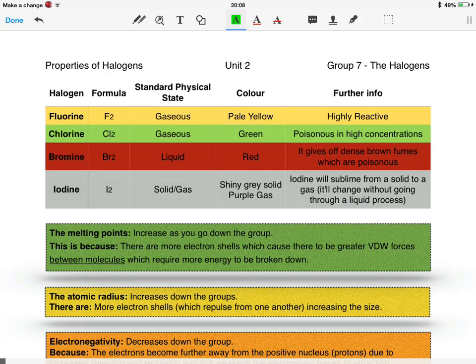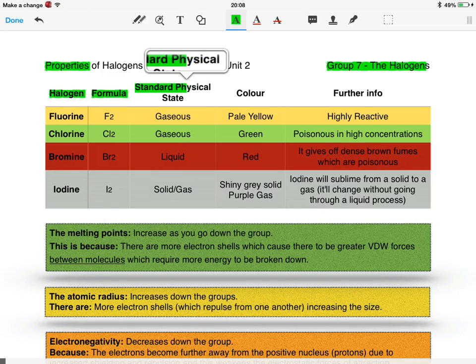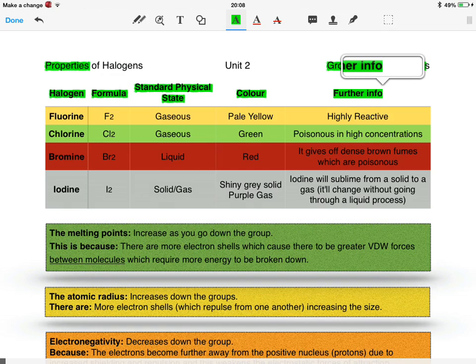So this video is going to be on the group 7 halogens, and we're going to start with the properties. So first we need to know the type of halogen, the formula for that halogen, the standard physical state of the halogen, the colour at this state, and any further information.